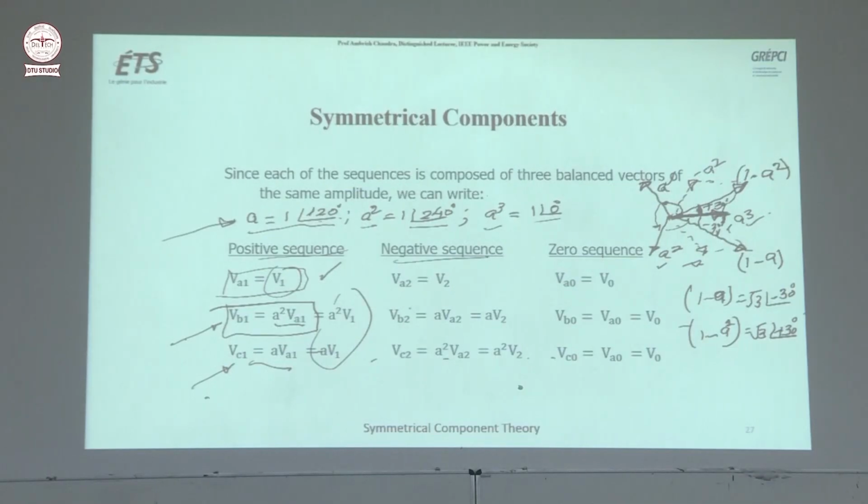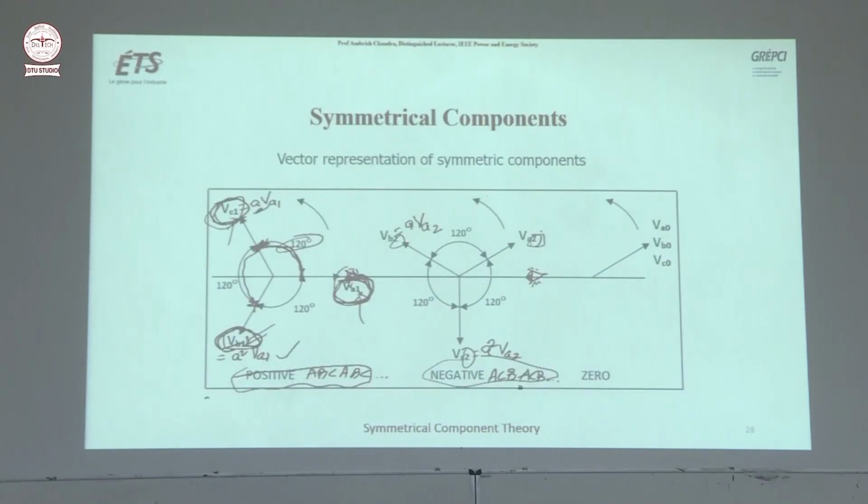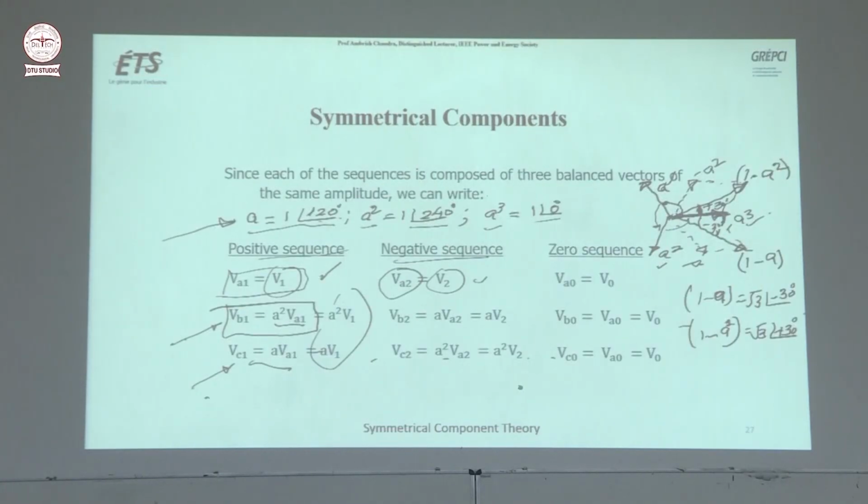Now for negative sequence, suppose VA2 we write V2. So if we have to get VB2, then we have to multiply it by a single A, which will give a 120 degree phase shift. And for VC2, this is another way: A square VA2. If you multiply VA2 by A square, it will give a 240 degree shift. So that is VC2. So this way you can write these equations.